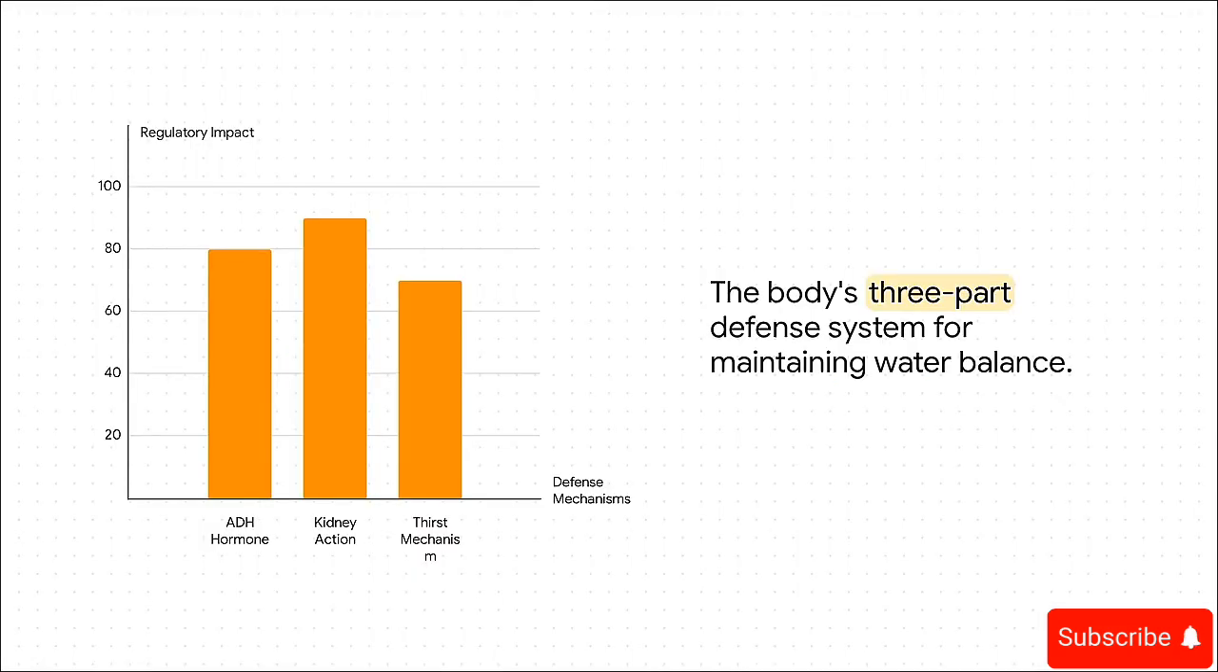So really, you've got this amazing three-part defense system working for you 24/7. You've got the ADH hormone acting as the messenger, you've got your kidneys as the smart filters that carry out the orders, and then you've got your thirst drive, which is like the big red alarm system that forces you to go get more water. They're a perfect team, all working together to keep you in that sweet spot of osmotic equilibrium.